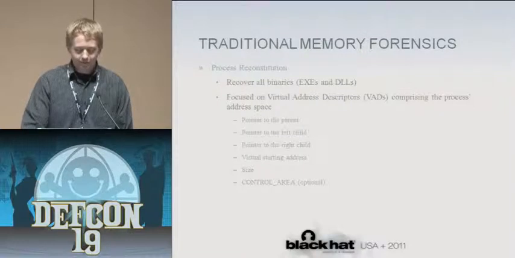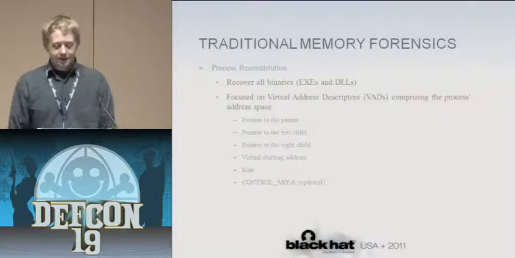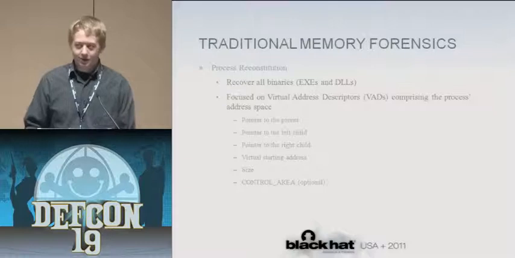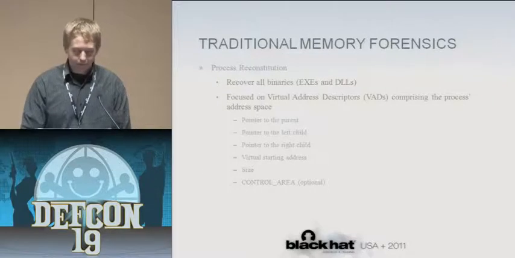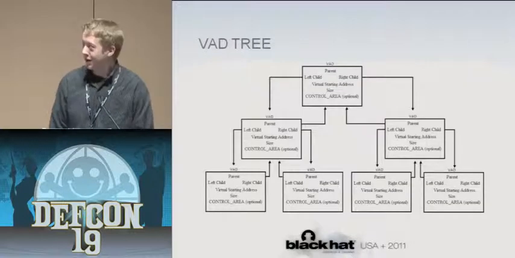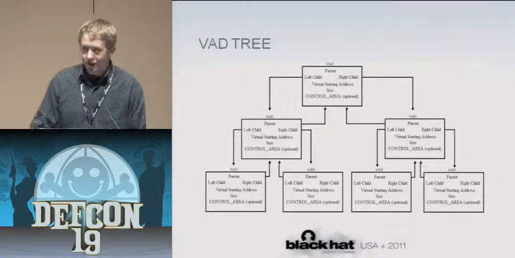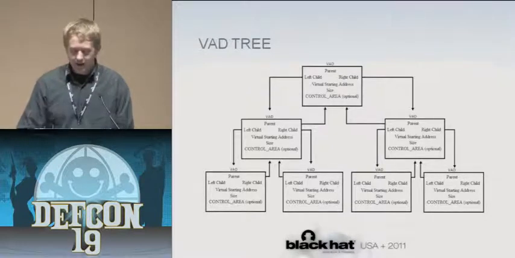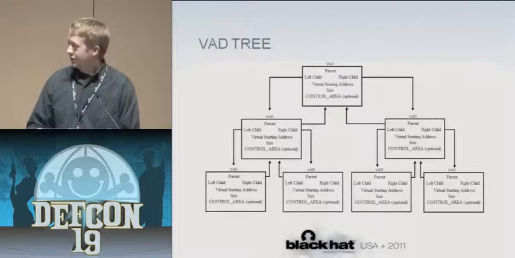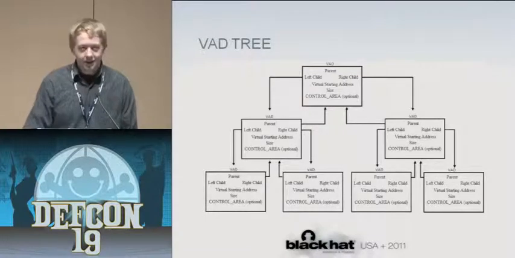Each VAD also contains the starting address and the size of the memory, along with a pointer to the control area. So here's a representation of a typical VAD tree. You can see it starts with the VAD root, and each one of those VADs contains information about the virtual addresses of the process.